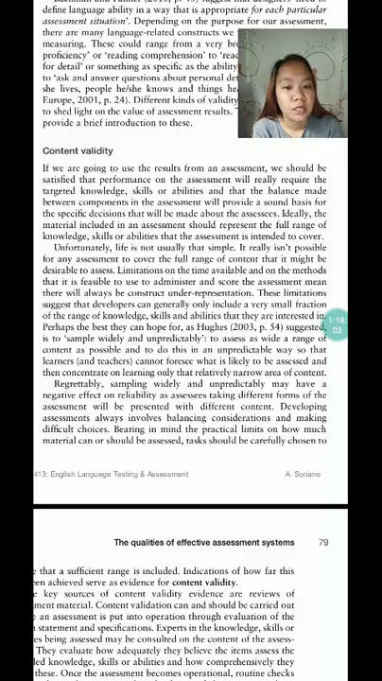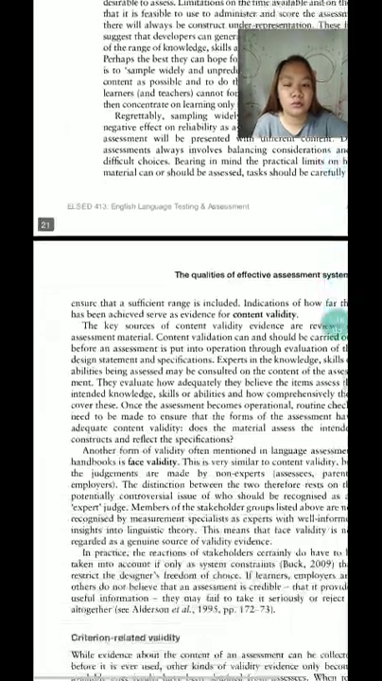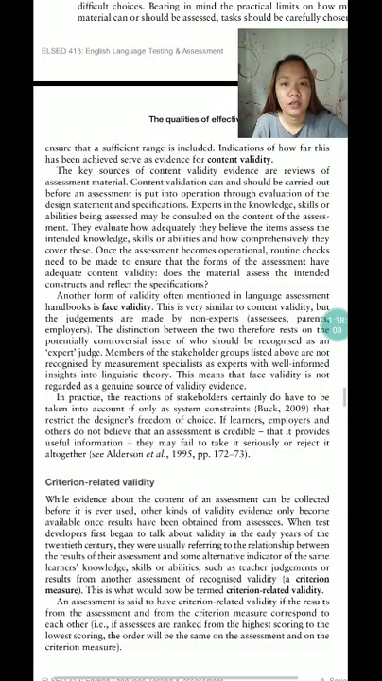Thus the content should be carefully chosen to ensure that a sufficient range is included. Indications of how far this has been achieved serve as evidence for content validity. These key sources of content validity evidence are reviews of assessment material.